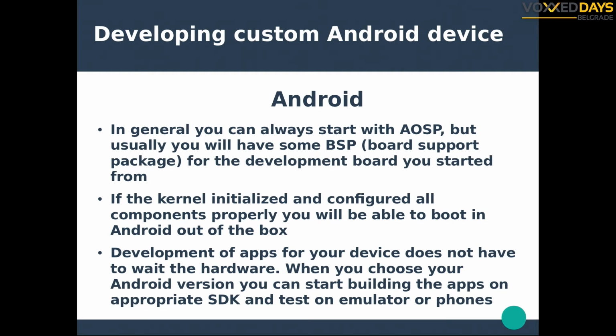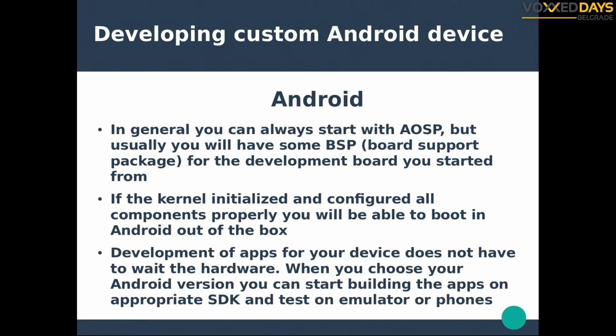The supplier will give you the BSP, board support package, and you can apply it. Usually you download the Android source code, apply the BSP, and that kind of Android can be built, and then you will get your image that you will put on the device and run it. So if everything I spoke about before has been done with success, you initialize the bootloader, boot the kernel, configure all the components, then you will get Android booting out of the box. So you will run Android and see it on your device. Wow, it's working, I can use it.